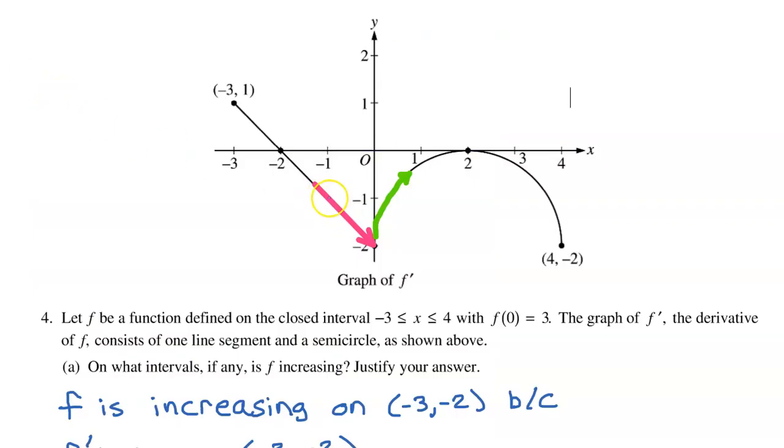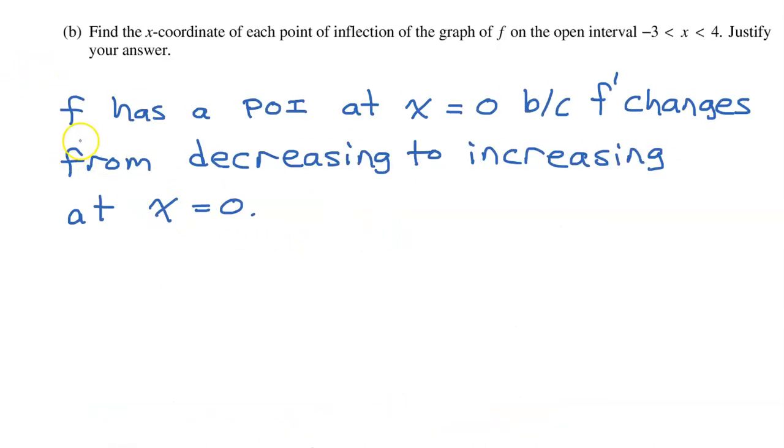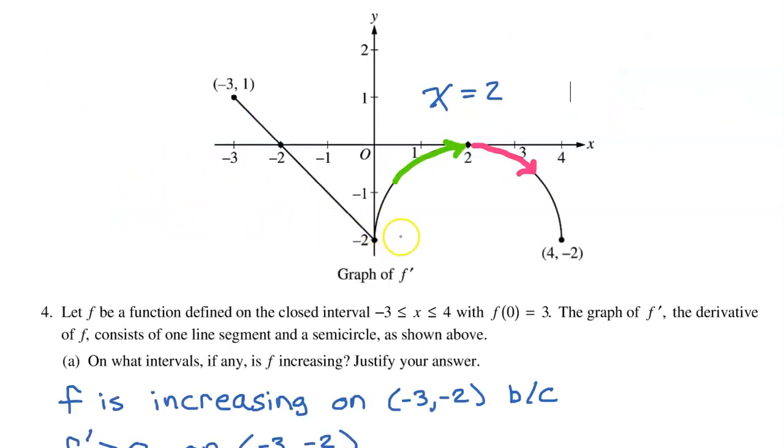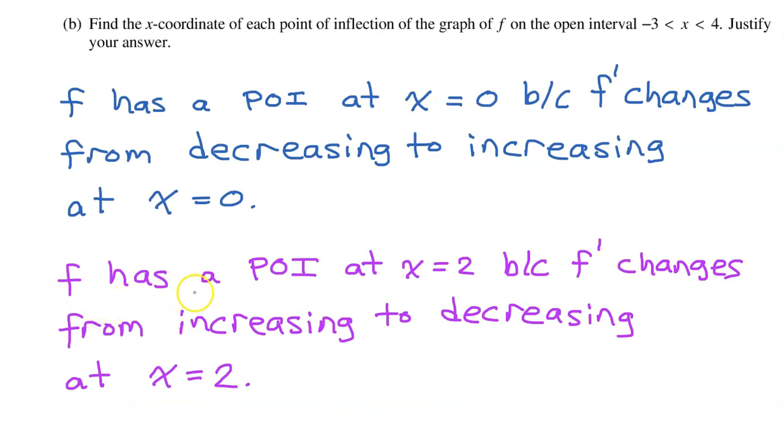Notice that f prime changes from decreasing to increasing at x equals 0. So this will be the location of a point of inflection. We say f has a point of inflection at x equals 0 because f prime changes from decreasing to increasing at x equals 0. Notice that f prime changes from increasing to decreasing at x equals 2. So we say f has a point of inflection at x equals 2 because f prime changes from increasing to decreasing at x equals 2.